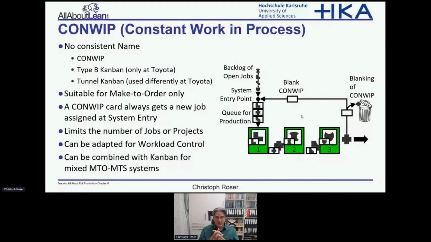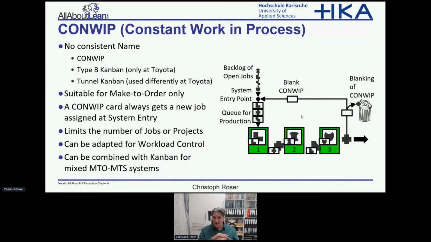It can also be adapted through workload control. The basic CONWIP card counts the number of jobs, but you can also make it a bit fancier by measuring how much work is in each job, and you limit the work in the system. It's also possible. But other than that, very similar to Kanban, except the CONWIP card gets blanked every single time and assigned to a new part from the backlog. But other than that, it has a loop just like a Kanban system.